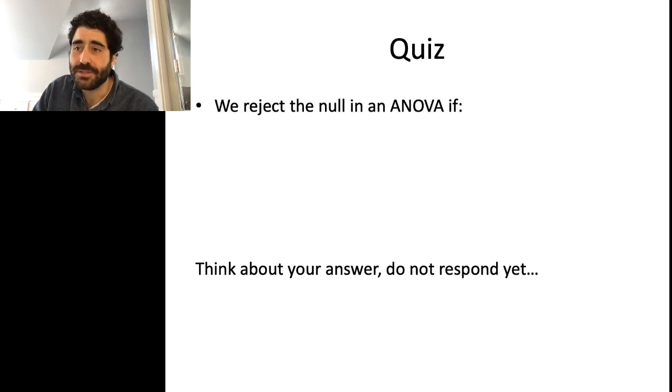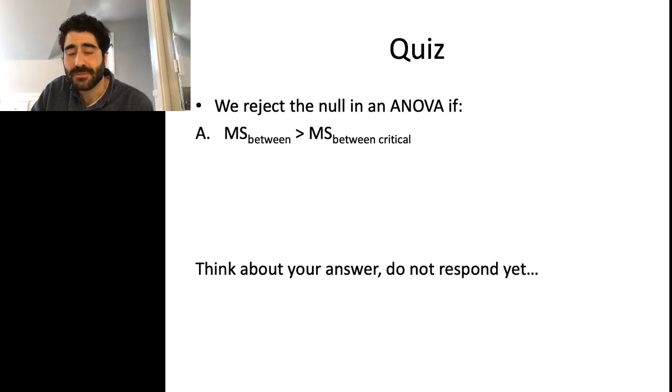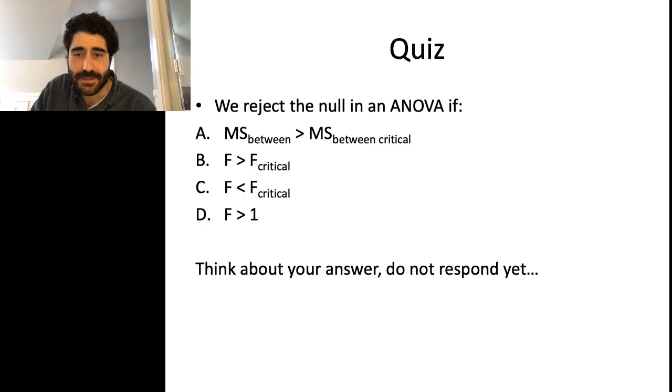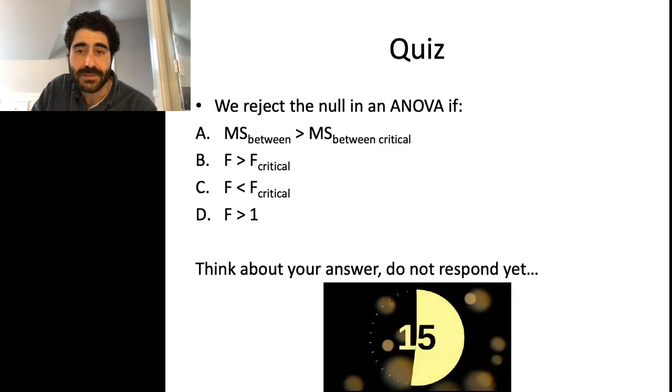Okay, so to reject the null in ANOVA, what do we need to compute? We reject the null if our MS between, our mean squares between, is above some critical value, if our F is above some critical value, if our F is below some critical value, or if our F is above the null hypothesis of 1.